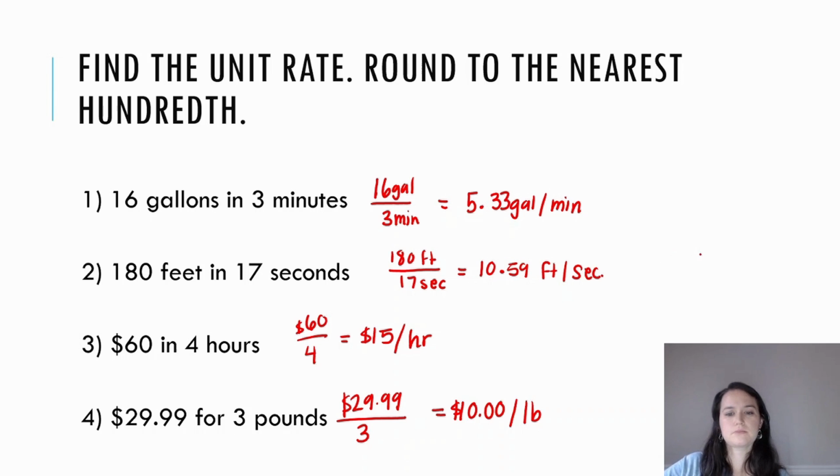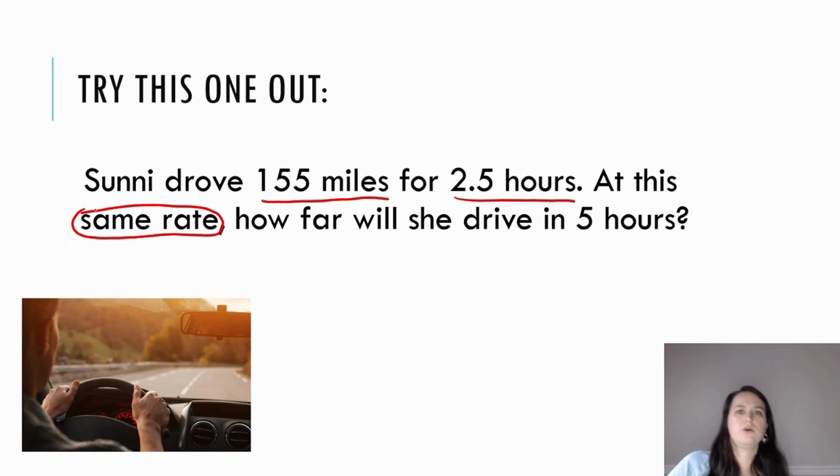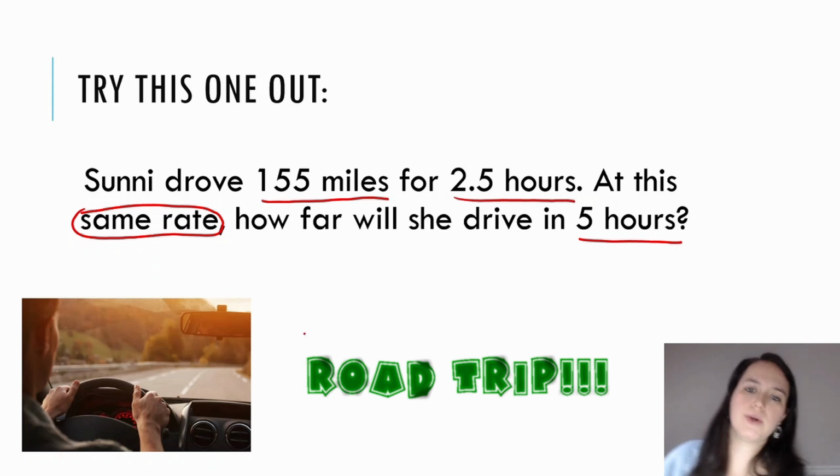All right, try this one. This is our last one here. So a little bit of a 2-step word problem for you here. So Sunny drove 155 miles in 2.5 hours. At the same rate, so she's going the same rate, how far will she drive in 5 hours? So we need to figure out first, let's show our information here. I've got 155 miles, 2.5 hours, and I got the same rate. That's important. So assuming that she's not stopping and starting and all this stuff, like she's going the same rate, maybe she's on the highway, how far can she go in 5 hours? Maybe she's on a little road trip.